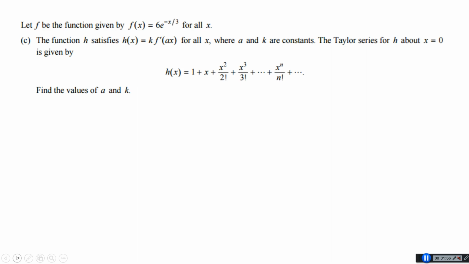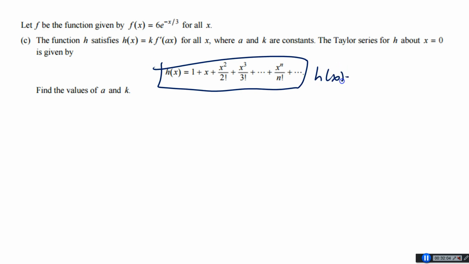The Taylor series for h about x equals 0 is this guy. Hopefully when you look at this, it jumps out to you right away. What is that series? That's e to the x. So h of x is just e to the x. So they're telling us that e to the x is equal to k f prime of ax. Okay? So what I'm going to do now is just start doing work on this function right here.